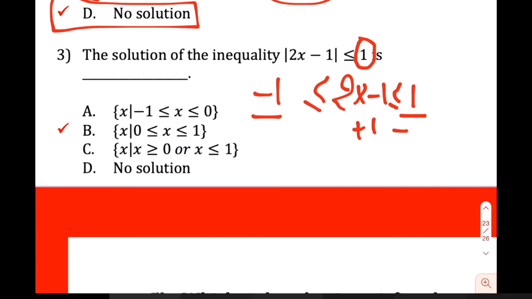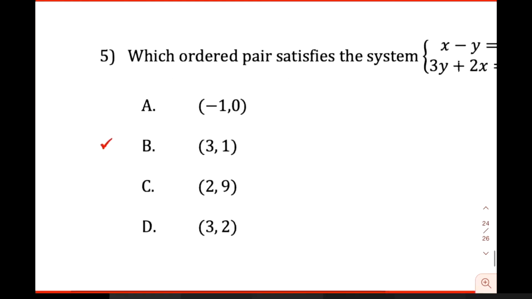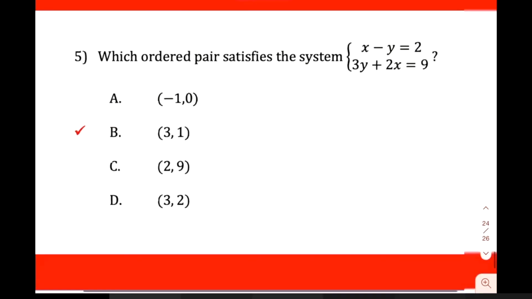Plus 1 everywhere. Okay? And you get 0 here. More or equal than 2x, less or equal than 2. Divide by 2, you get 0, you get x, you get 1. And that's why you get this answer, 0 and x and 1. You finish them in less than 2 minutes if you practice. Make sure you practice. Okay.